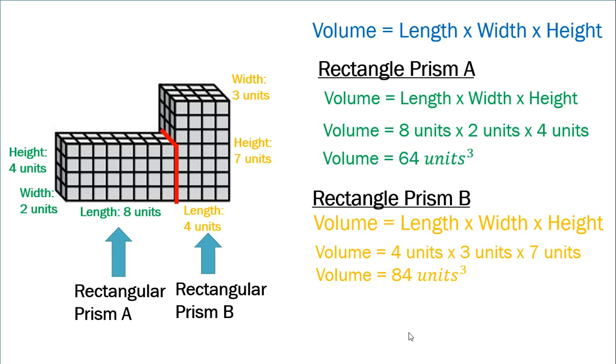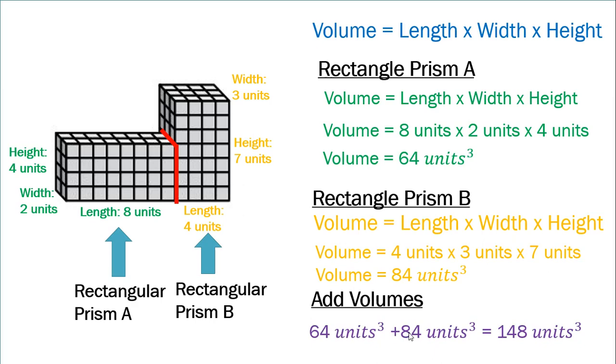Now that we have the volume of each of our rectangular prisms, we're going to add the volumes together. So 64 cubic units plus 84 cubic units equals 148 cubic units. The volume of our composite figure is 148 cubic units.